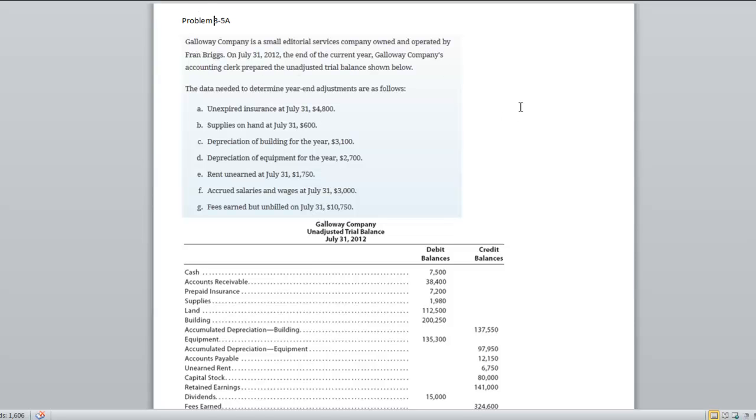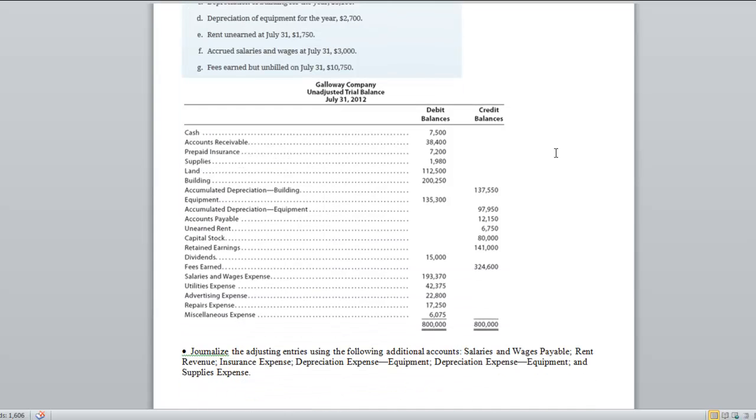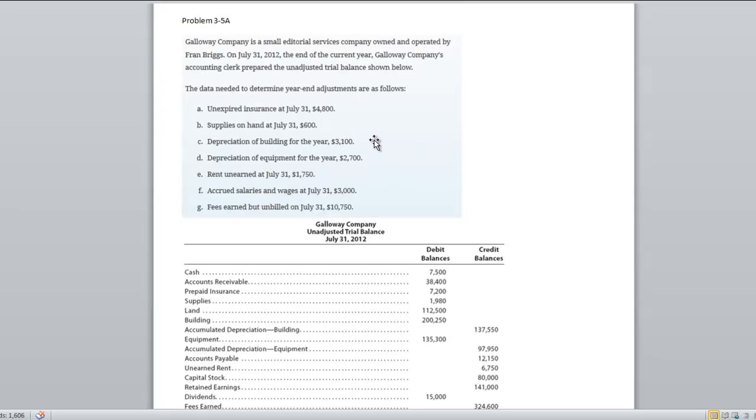Okay, guys, let's take a look at problem 3.5a. At the end of the current year, the unadjusted trial balance is shown below. So all these numbers here are the end balances that are the result of all the journal entries we made and subsequently posted to the ledger. But we need to make some end of the year adjustments, and then we're going to prepare the adjusted trial balance.